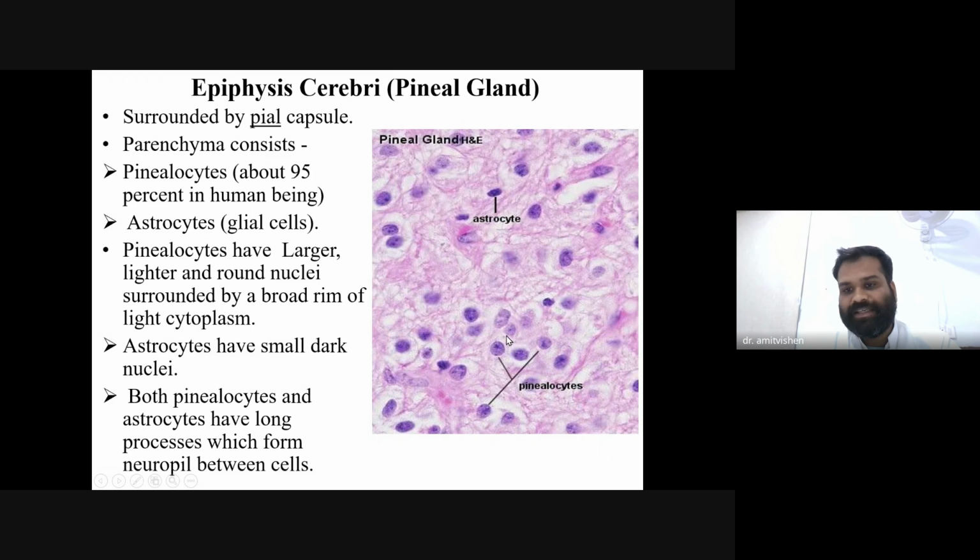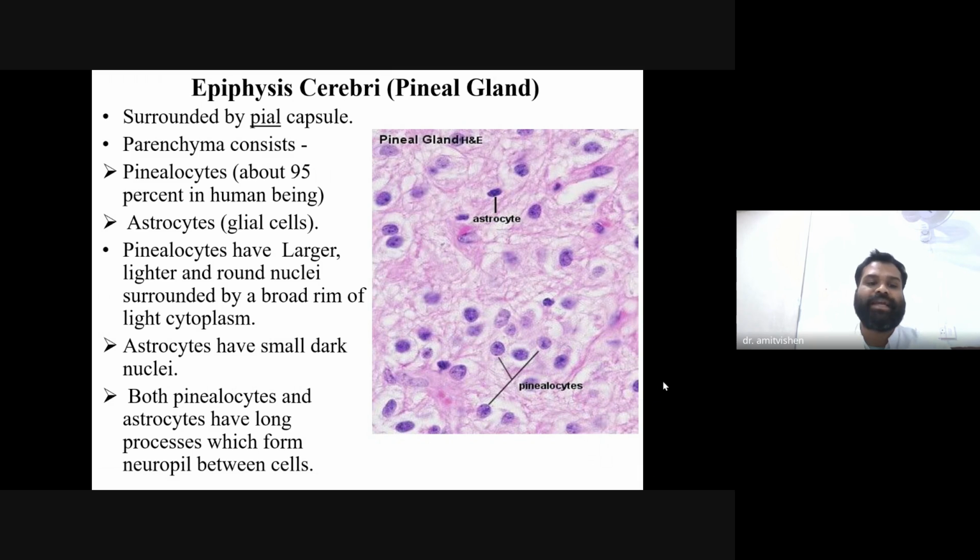This is the boundary of the cell. It is very faint. And this is the nucleus of the pinealocytes, that is, the rounded nuclei. And astrocytes will be dark in color, small in size, and have darker nuclei. This is the darker nuclei as compared to the pinealocytes.